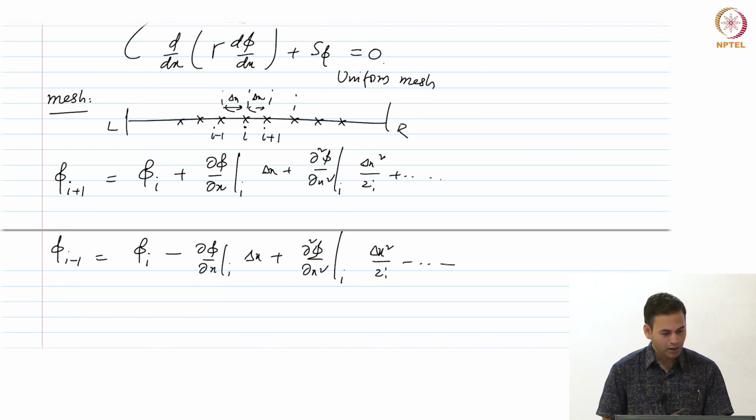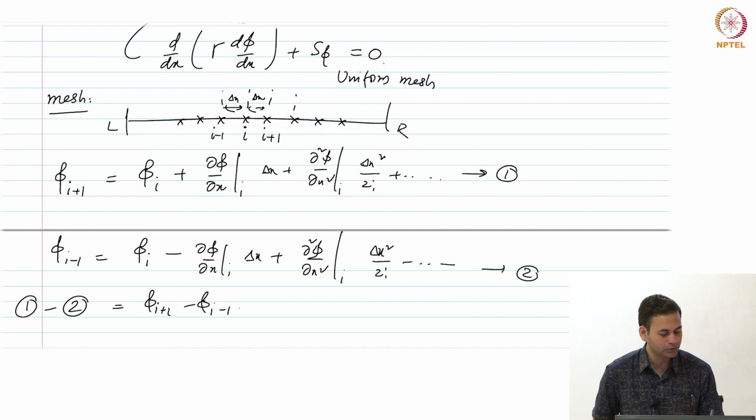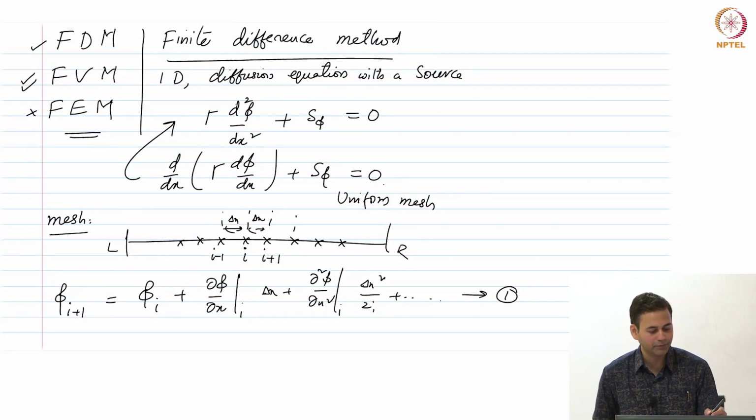Now, let us say I would like to subtract one equation from the other. Okay. Let us say this is equation 1, this is 2. What would be 1 minus 2? Phi I plus 1 minus phi I minus 1 equals what? 2 delta x times partial phi partial x at I. Oh, we have kind of obtained an equation for partial phi partial x, right, but we do not want this at the moment, right, because what we want is a discrete equation for the second derivative. Okay. So, I want the second derivative.